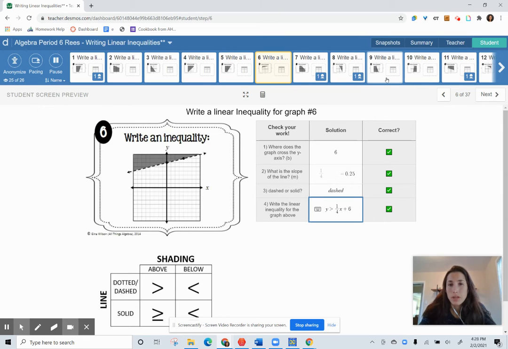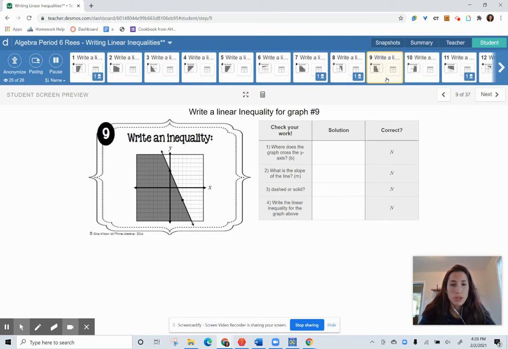So maybe let's do another random question together. Let's do maybe question 9. So we cross the y-axis at 1, 2, 3, 4. And then our slope is negative, and it looks like we're going down 7 to the right 3. So it's a bad example. This is not going to be simplified. 7/3 is as simplified as it gets.